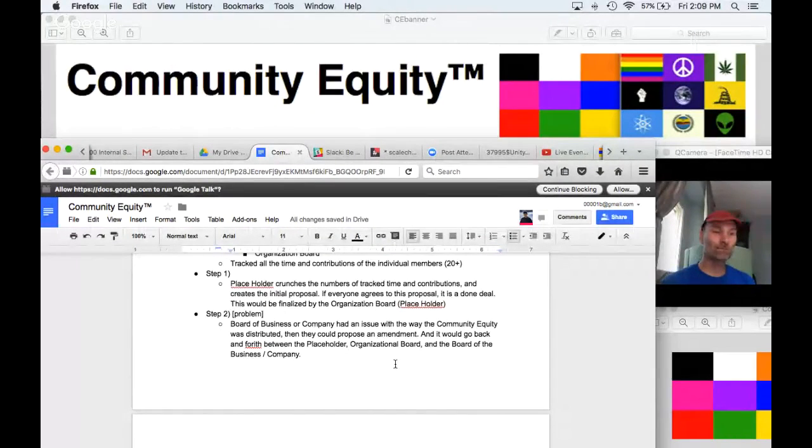Yeah, that makes sense. So that's part of why community equity is really good, because basically you can set it up and then only move forward with it when the time comes that it's necessary to do that.